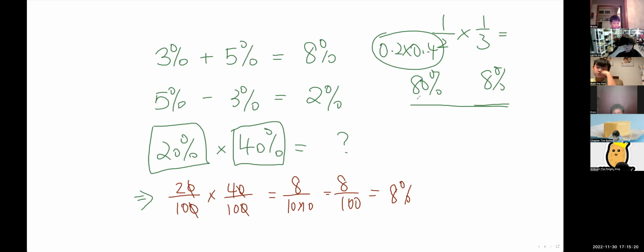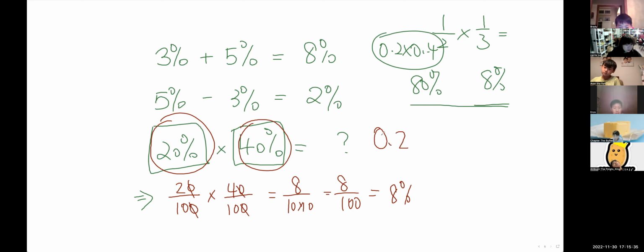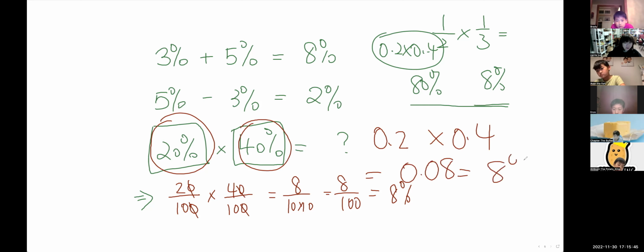Today's question, I changed it into a fraction, and then I could do it. Can I change it into a decimal? 20% equals what? 0.2. 40% equals what? 0.4. So 0.2 times 0.4 equals 0.08, which is 8%. Get it, everybody? So this part, we're just going to practice a little bit, okay?